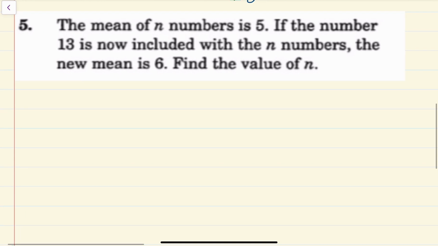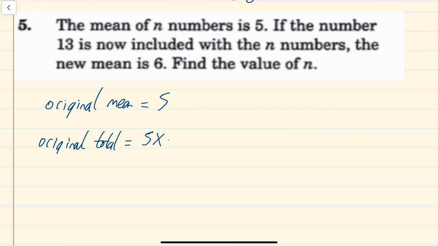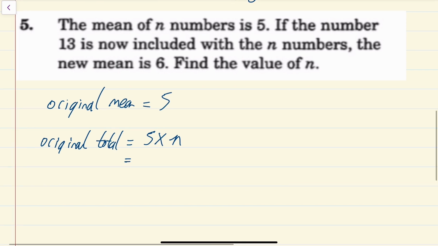Okay, next one, similar sort of question. It says the mean for n numbers is 5, and if the number 13 is now included with the n numbers, the new mean is 6. Find the value of n. I'm going to say the original mean is equal to 5. That means the original total, remember the mean was sigma x over n, is going to be 5 times n, because there are n numbers, so it is 5n.